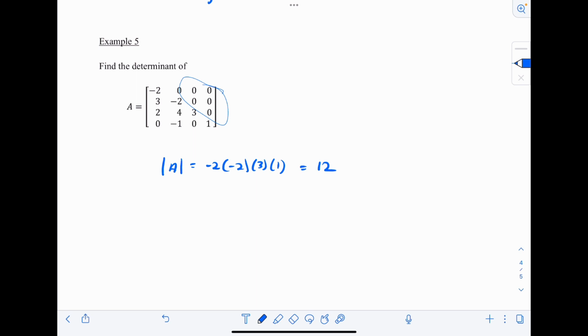Be really nice if all matrices were triangular matrices, wouldn't it? Make our jobs a whole lot easier finding those determinants. All right, well, we're going to end there. So again, this whole section really just focused on how to find a determinant of a square matrix. So practice that, and I will see you in the next lesson.